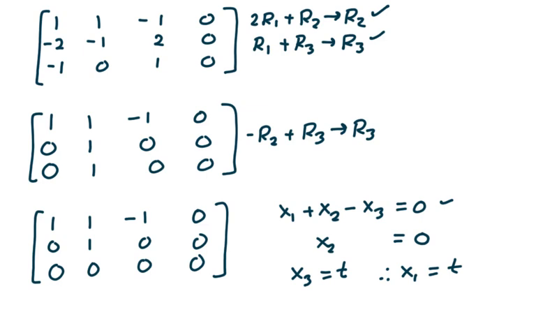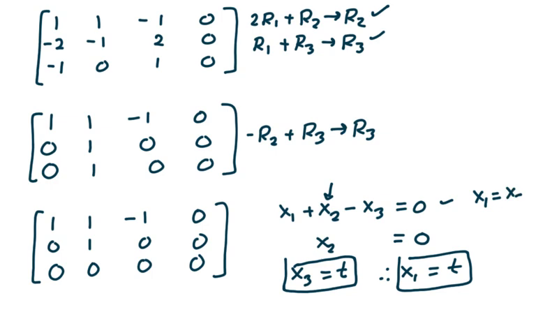x3 is my free variable, right? So I'm going to let x3 equal t. And so that tells me x1 is t. Because remember, x2 is 0. I'm going to replace x2 with 0 in the first equation. And when I do that, x1 equals x3. And so if x3 is t, x1 is t.